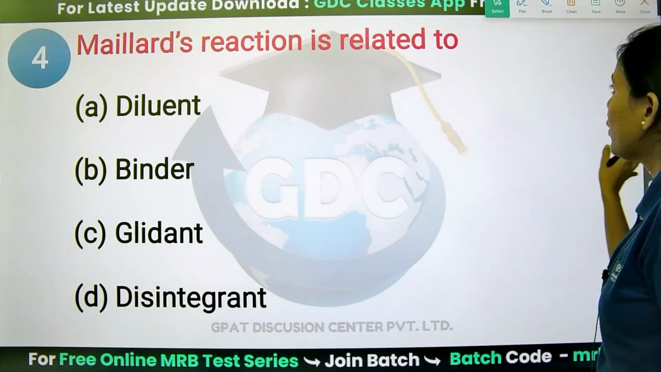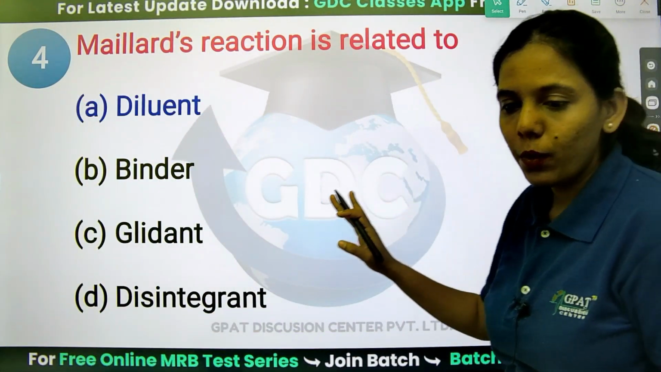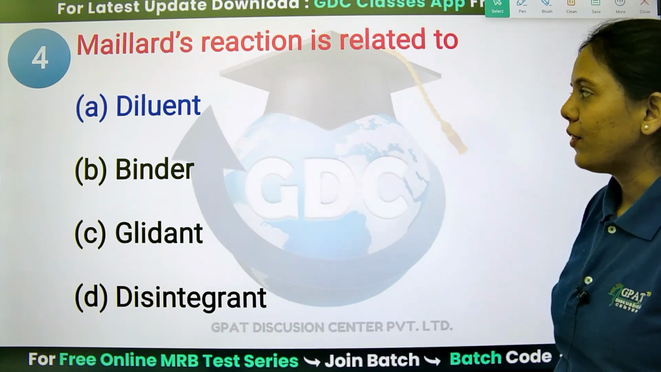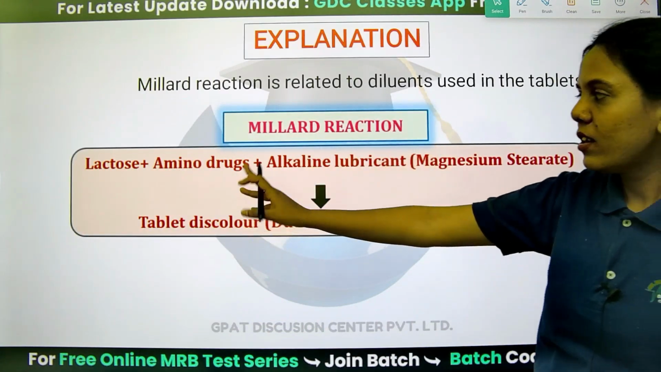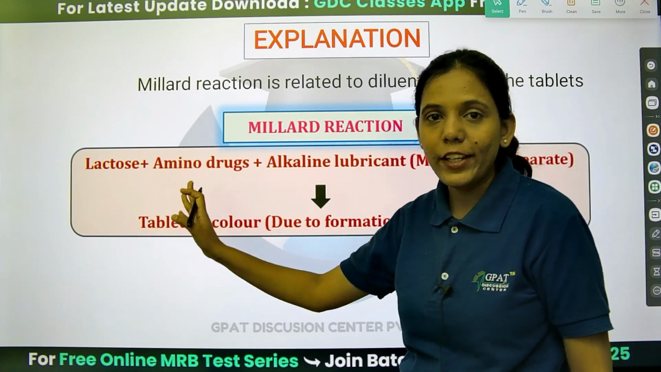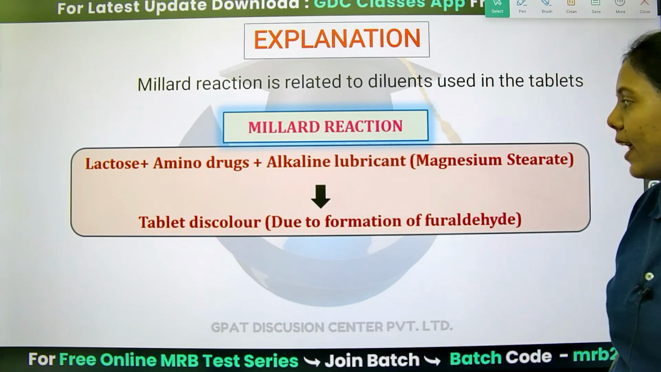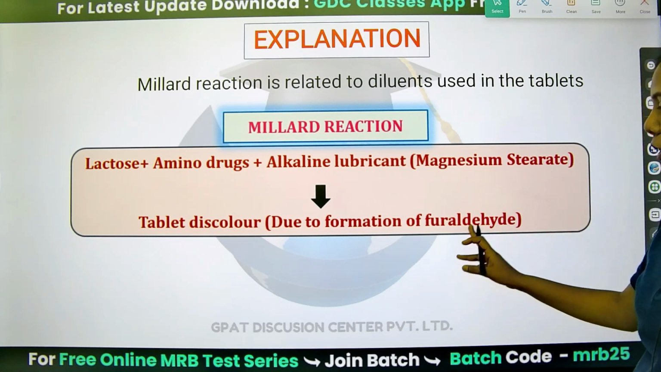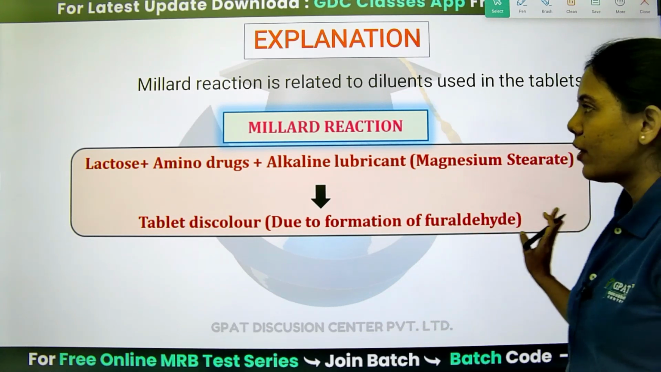Let's see the next question. Diluents, they are also known as fillers. Okay. So option can be filler also. So this is the alternative name. So lactose, amino drugs, that is amine, NH2 containing compounds, alkaline lubricant, that is magnesium stearate, and it undergoes tablet discoloration due to formation of perfuraldehyde.